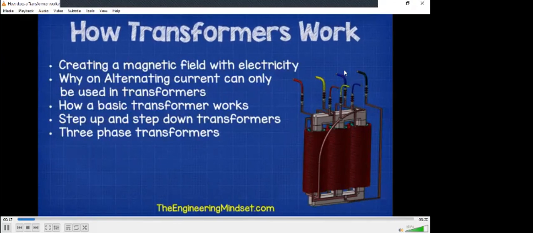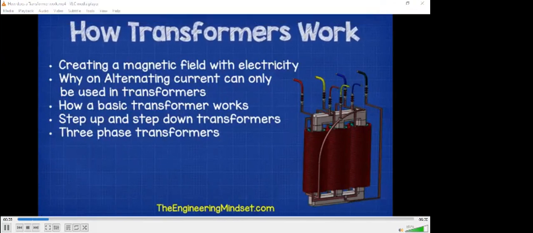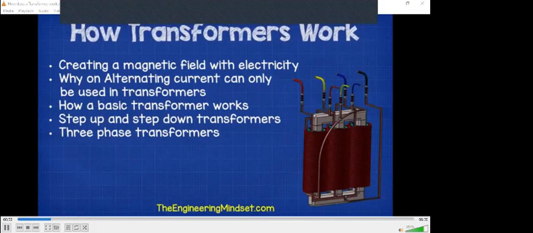Coming up, we'll be looking at how to create a magnetic field with electricity, why only an alternating current can be used in transformers, how a basic transformer works, then we'll look at step up and step down transformers, and finally we'll finish on three-phase transformers.